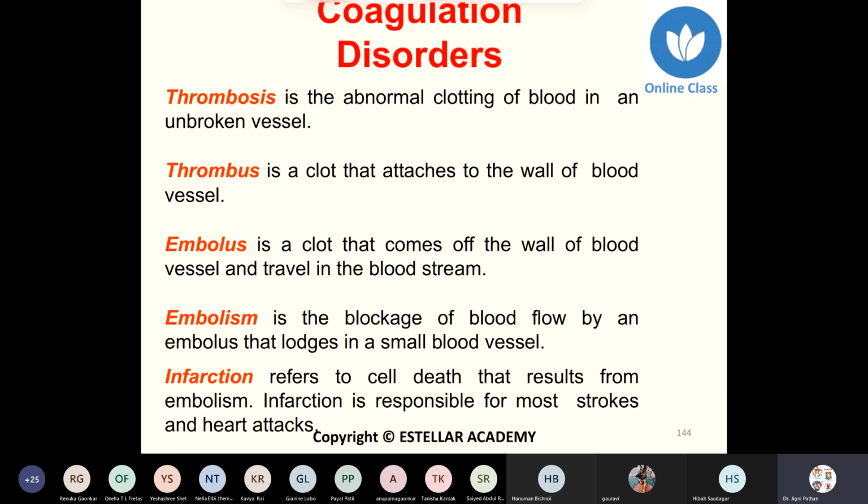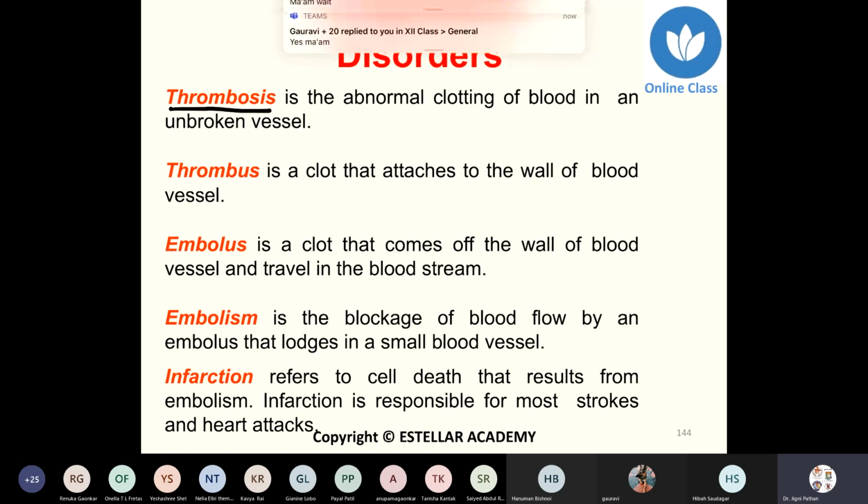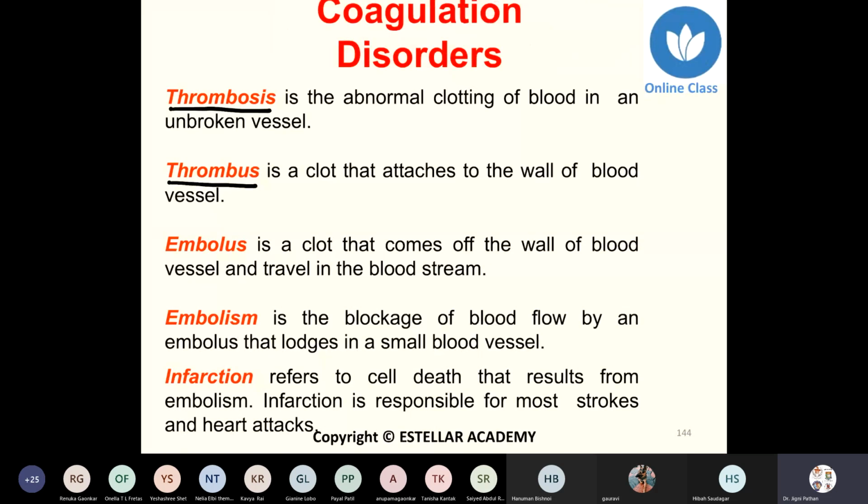So next, coagulation disorders. There are a few coagulation disorders. One is thrombosis, the other is thrombus. Okay, I will come back to the slide if you have missed something. So let us discuss the coagulation disorders. Thrombosis, thrombus, embolus, embolism, infarction.